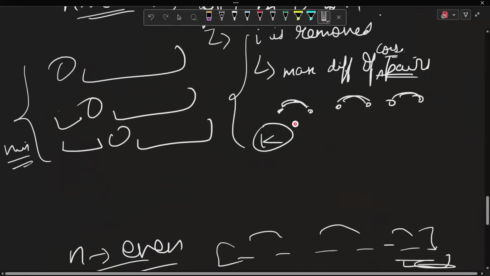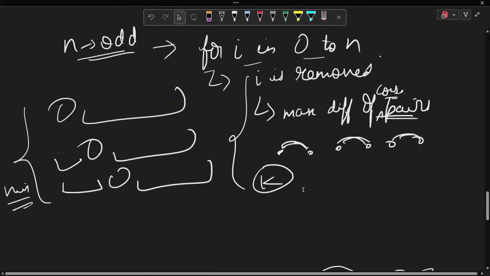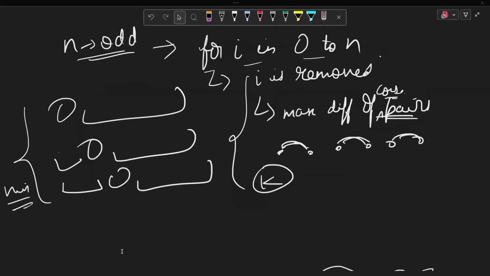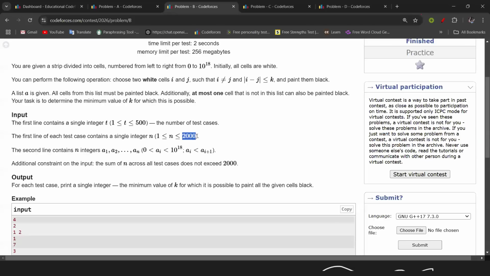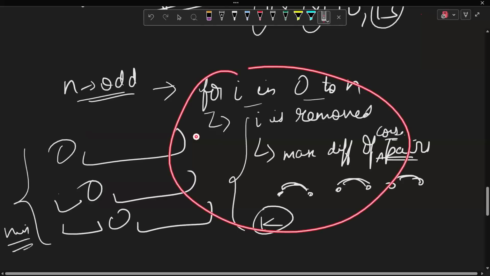And as you can see, removing the even index value won't be beneficial. So you can also run a loop of just removing the odd indices only. That way you can do half the operations. Okay, or running it over the whole array is also fine. I hope this is clear to you. Here n was given as 2000 only, so we can run an order of n square. So that's why I did it like this. You can do an order of n square.